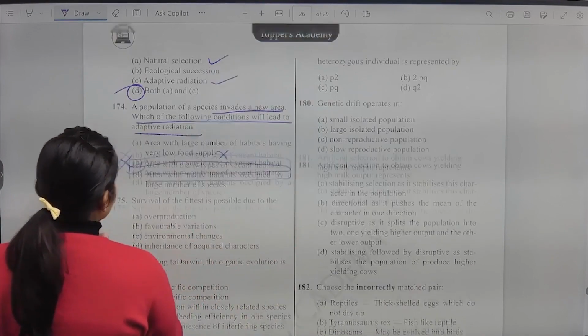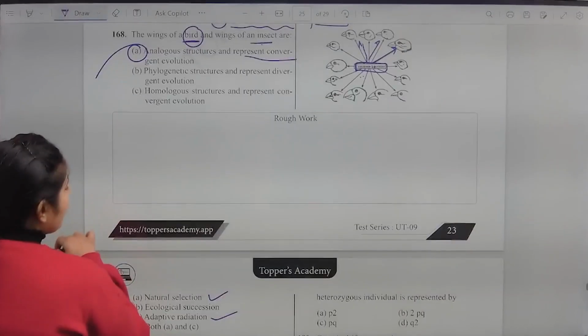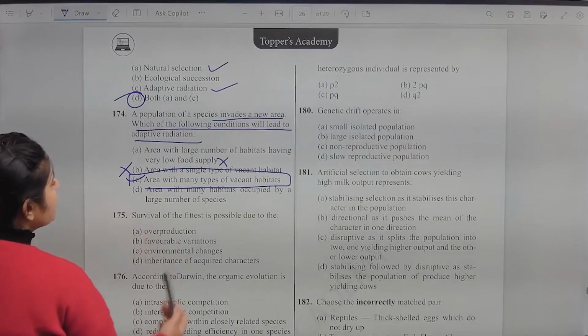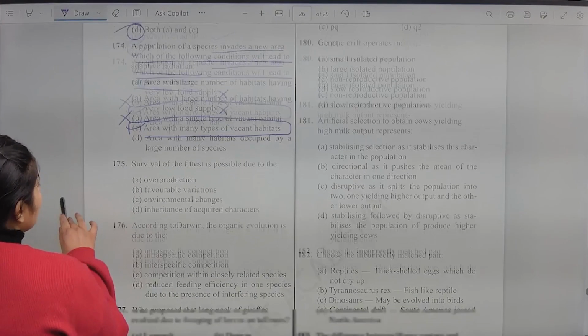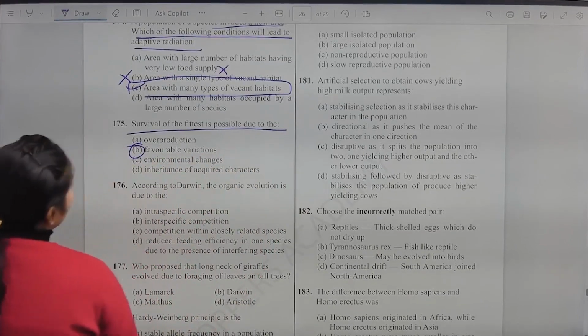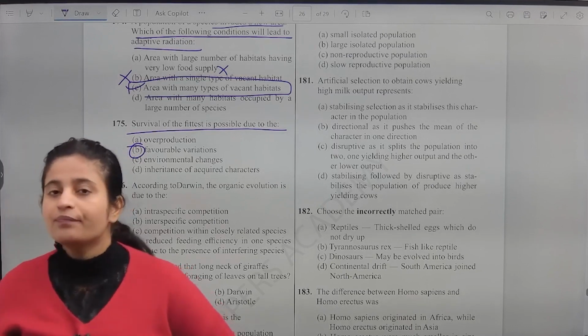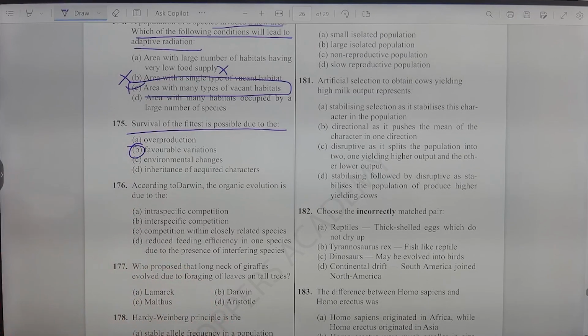This one is true. Yes, they have a different type of habitat. That's why they become the different finches now. Next is survival of the fittest is possible due to the favorable variation. Very simple. Survival of the fittest means organisms better adapted to their environment are best suited to survival and successfully they can reproduce.